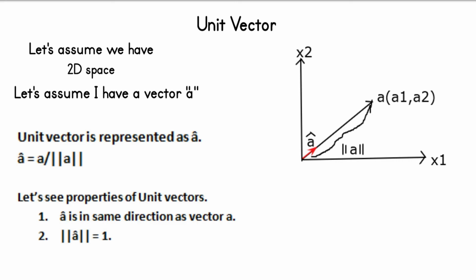Let's see the properties of unit vectors. First, A cap is in the same direction as vector A. Second, the norm of a unit vector is equal to 1. Since we are dividing a vector A by the length of A, the length of the unit vector would be 1. These are the properties of unit vectors. We have just defined the simple terms here.